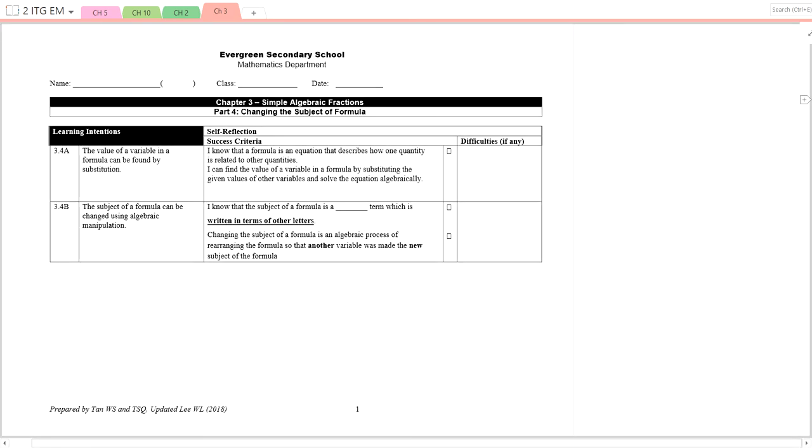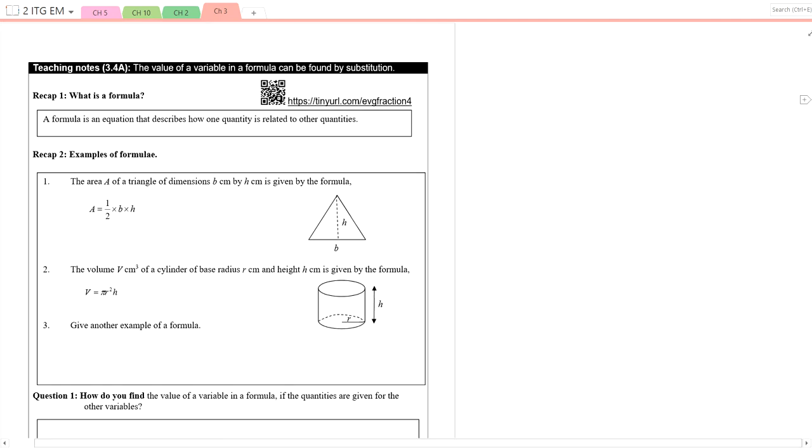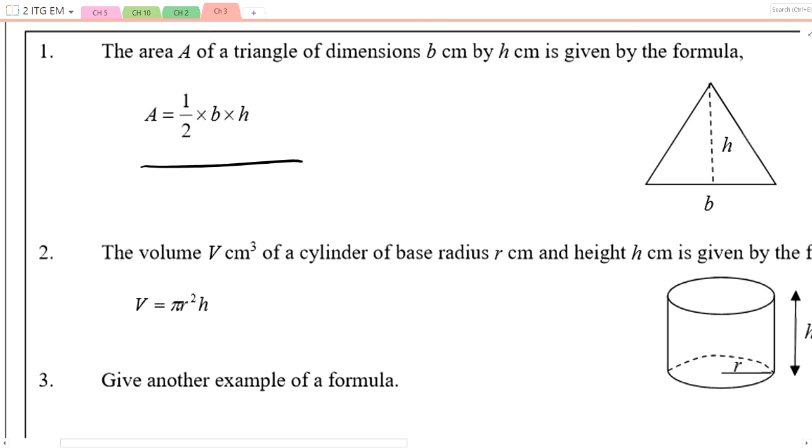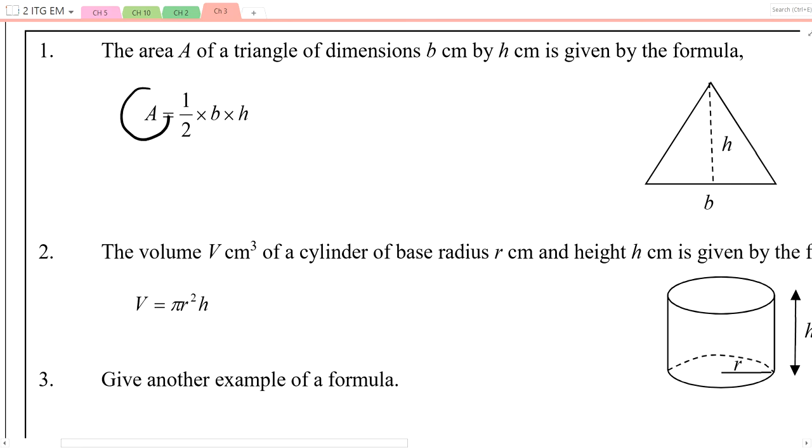This is a video on chapter 3 part 4 on changing the subject of a formula. Okay, over here we've got examples of formulas. It could be, for example, the area of a triangle, half times base times height. In this case we say that A is the subject because everything else is representing A over here.